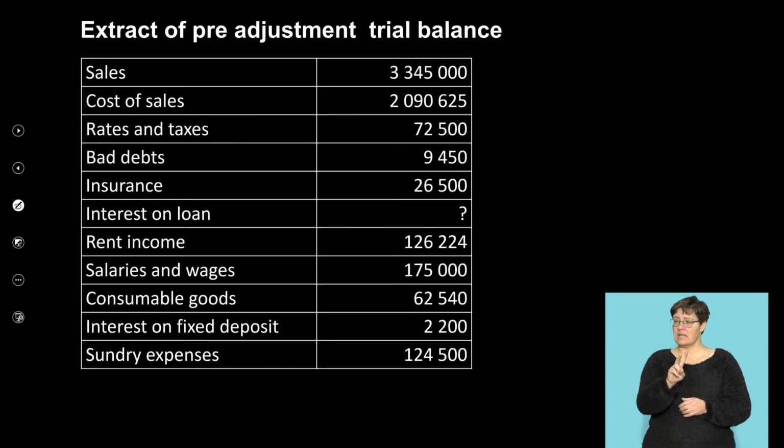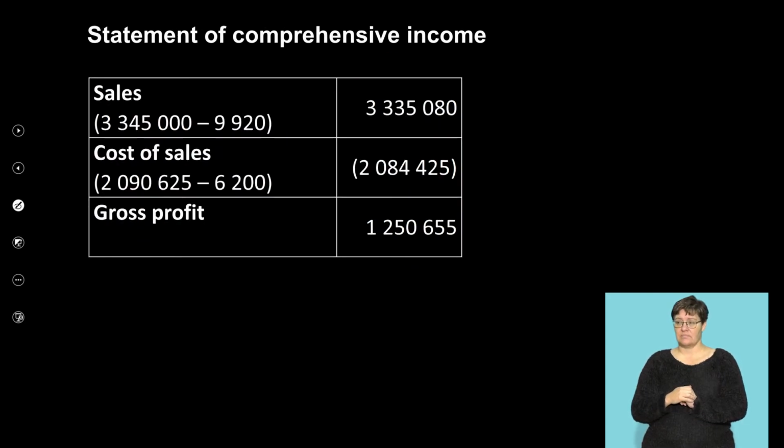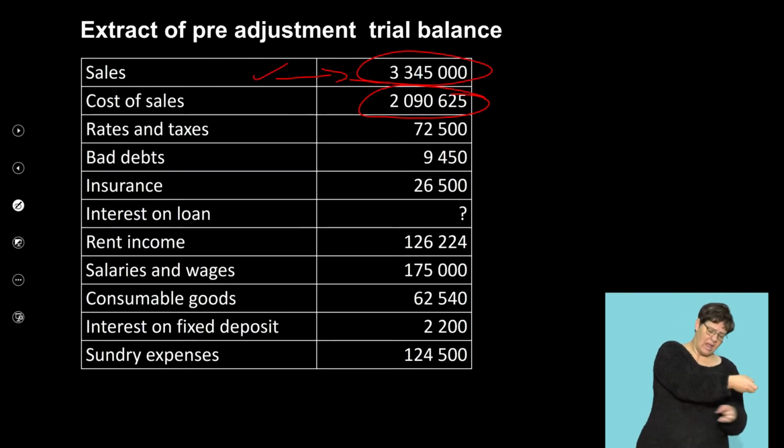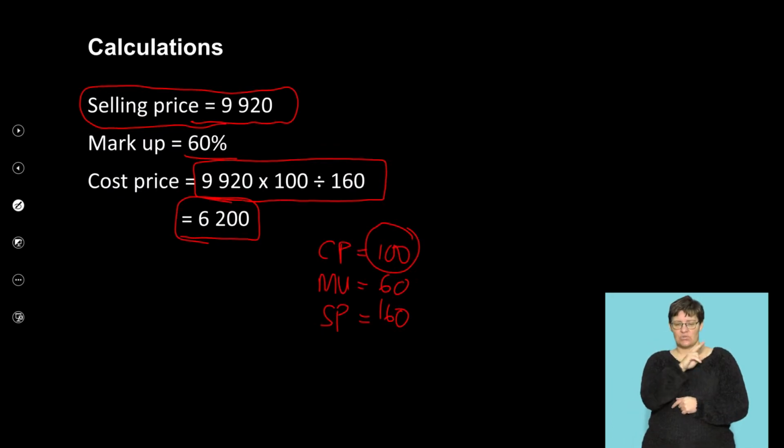Watch. Here's my sales figure of 3,345,000 and my cost of sales figure of 2,090,625. Sales figure once again 3,345,000 as my starting point. Where do I get that from? From my given information. And I subtract the selling price of the goods that were returned, and obviously this will give me now a figure of 3,335,080. Watch the cost price, which I calculated. Remember, 6,200.